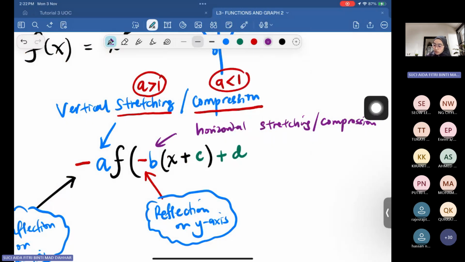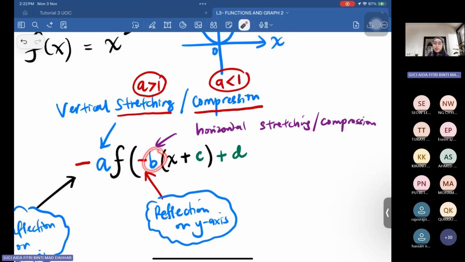Okay. When do you know it's going to be stretching horizontally or when it's going to be compression? It depends on the value of b. Before this, for a, for y, if it's greater than 1, it is stretching. If it's smaller than 1, it is compression. This follows the nature, right? Multiplying by a number greater than 1, it gets bigger. Multiplying by a number that is less than 1, it gets smaller. Correct? But that's not going to happen to the x. X is not following this rule.